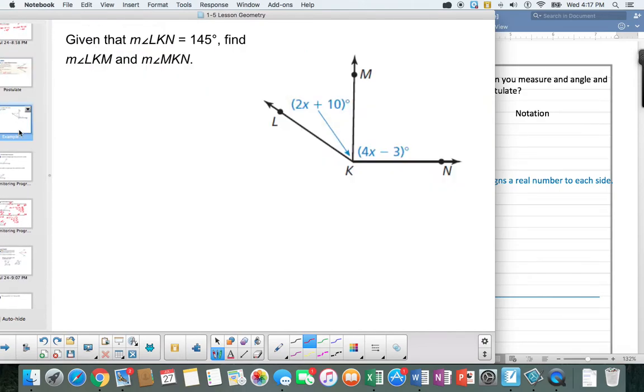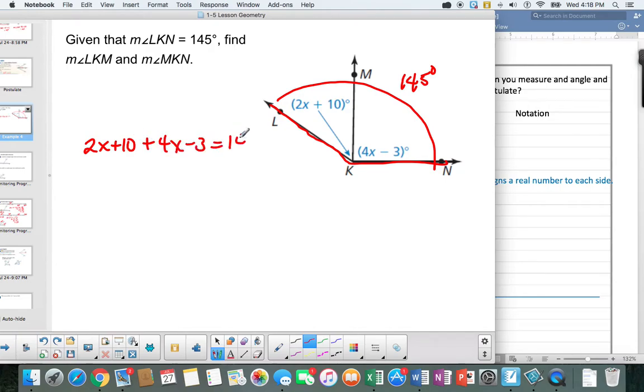All right, so how would I do it in this problem? They're telling me that LKN, this big angle right here, is 145, and they'd like me to figure out these two. So I know that these two angles have to add up to 145. It's an opportunity to use some algebra skills. We're going to add up the x's. That's 6x. Add up the numbers. That's plus 7 equals 145.